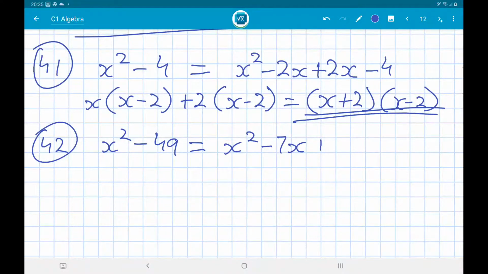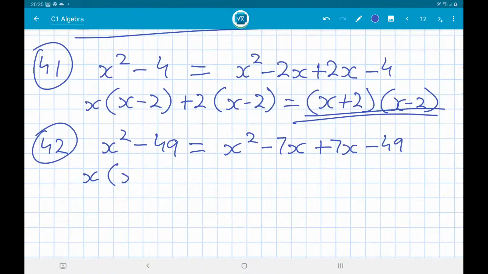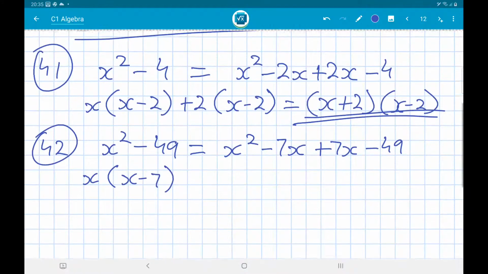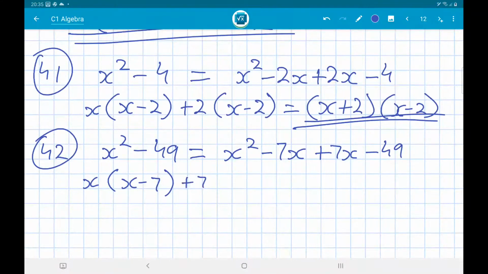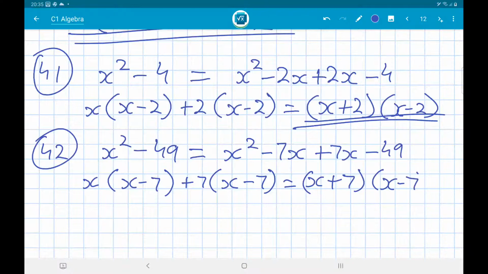So you get minus 7x plus 7x minus 49. You take x as common over here, you end up with x minus 7, and you take a plus 7 common on that side, you end up with x minus 7. And that will give you x plus 7 with a common factor of x minus 7.